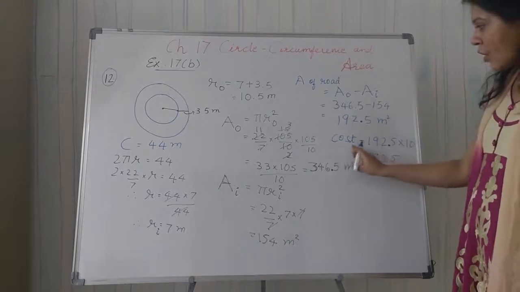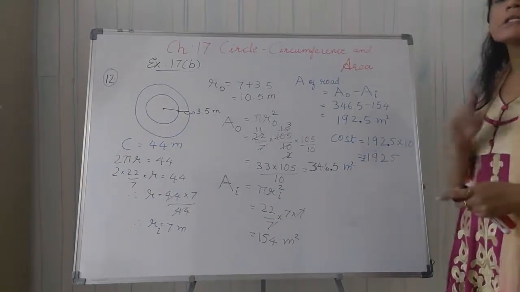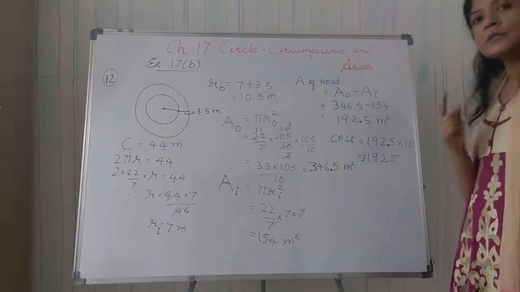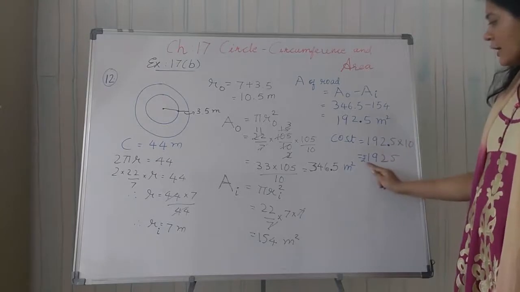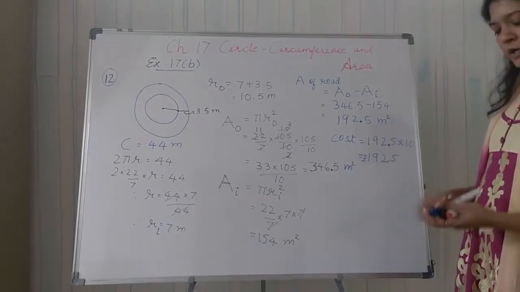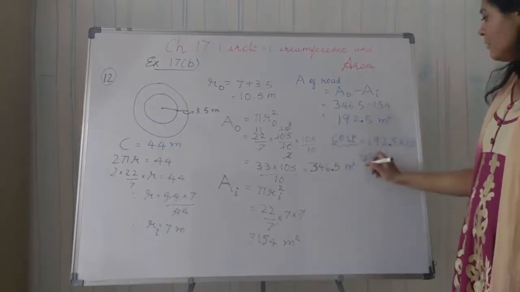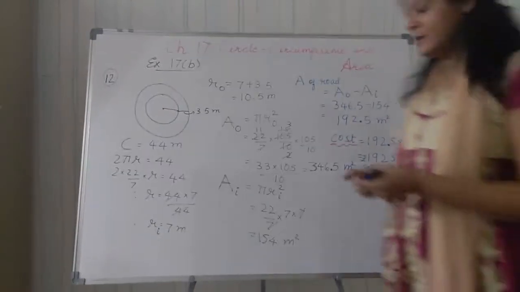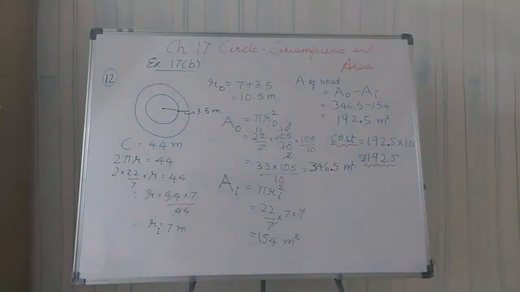Now we want to find the cost of paving the road. For that I take cost equal to, what is the cost given to us in the question, that is 1 meter square is rupees 10. So 192.5 multiply 10. So I get rupees 1925, which is our final answer. The cost of paving the road at the rate of rupees 10. So this is question number 12 here.